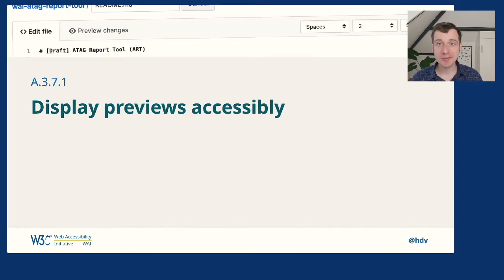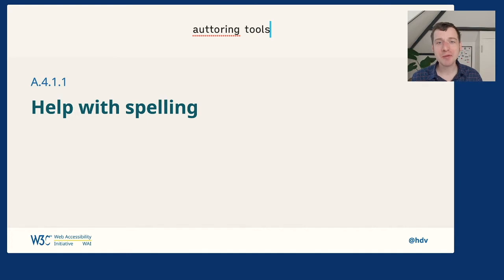Another recommendation in ATAG is about displaying previews accessibly, because most content management systems or authoring tools in general, plugins as well, will have some way to preview the content that you're working on. This criterion is about making sure that content is accessible as well. Or you can think of things like helping with spelling. Some people may have dyslexia and they're editing some content. You can help them a great deal by helping them correct their spelling.